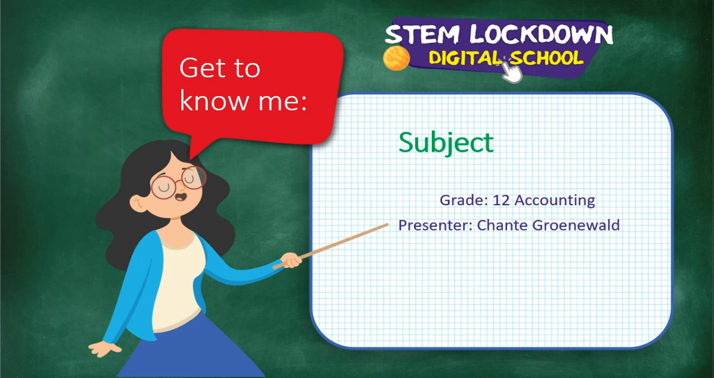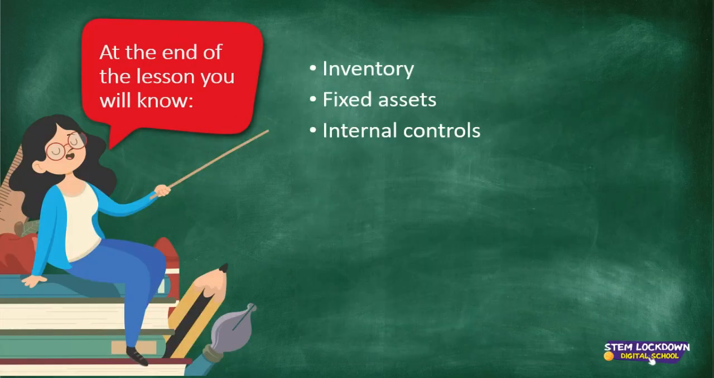So what will we be doing today? We will do inventory, some fixed assets, and some internal controls. Now, we've already looked at fixed assets, so we won't go through the nitty-gritty notes, how to work out depreciation, and how to account for it in a general journal and general ledger. We've already done that, okay? So we've already seen that.